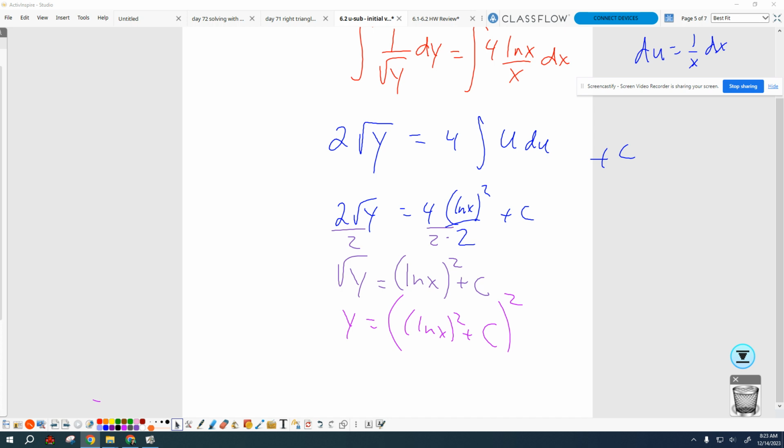Preston? You need the double parentheses, right? If you don't have the parentheses around the ln x, it's not the same thing. If I don't have the parentheses around natural log of x, that's natural log of x squared, versus natural log of x times natural log of x. Okay, Tom? Well, when you square everything, if c is 0, it's not going to change anything.